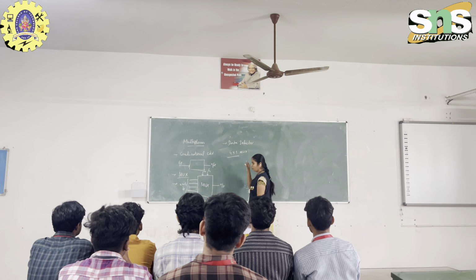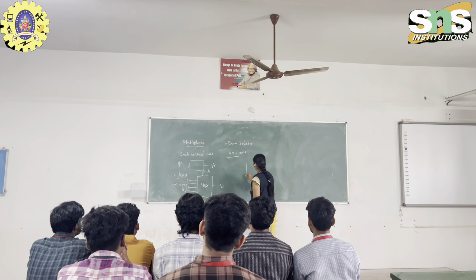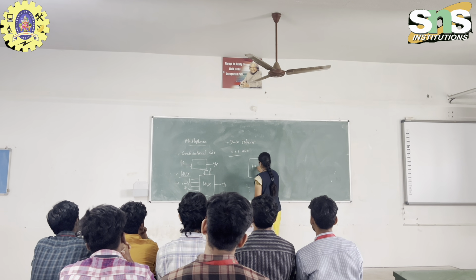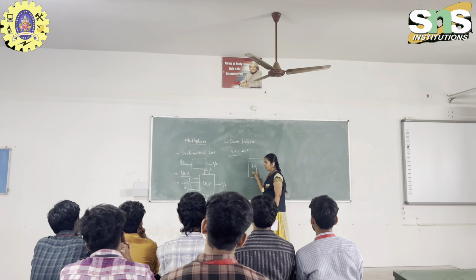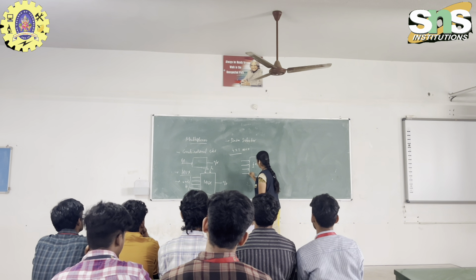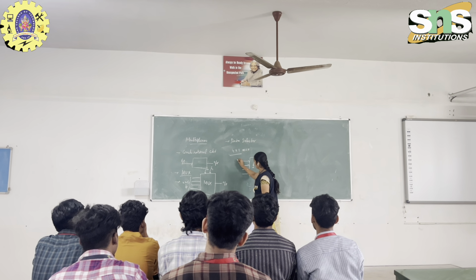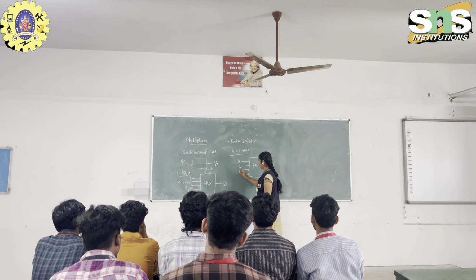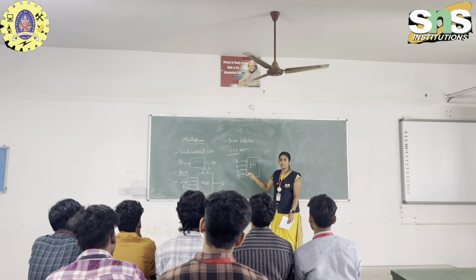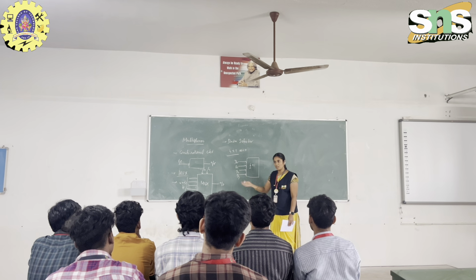For this 4 to 1 mux, how many inputs and how many outputs? 4 inputs and 1 output. As the name itself says, it has 4 inputs: 1, 2, 3, 4. They are named D0, D1, D2, D3. Mostly these multiplexers are used in data transmission.